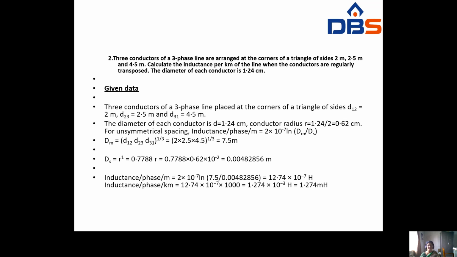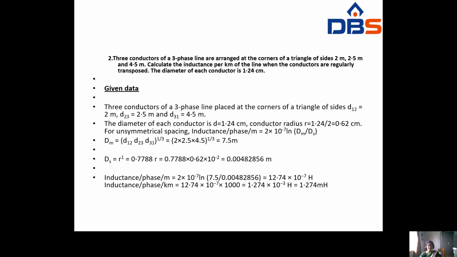To convert into meters, multiply by 10 to the power of minus 2, that is divide by 100. So we write 0.7788 into 0.62 into 10 to the power of minus 2. Multiplying, finally we get 0.00482856 meters. So this is the value of self GMD.